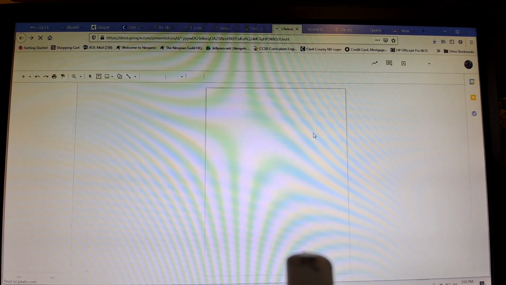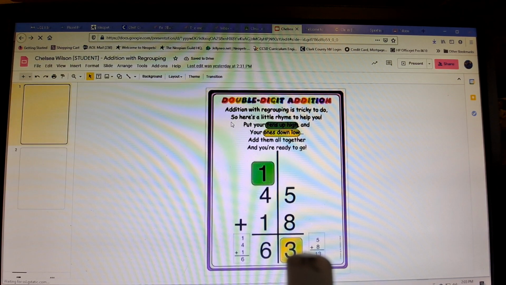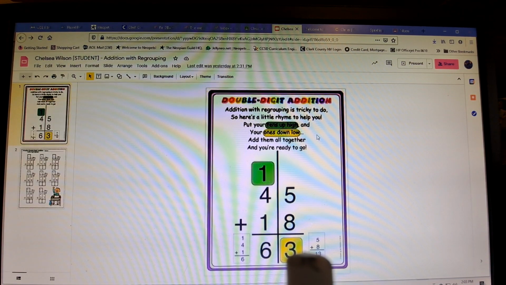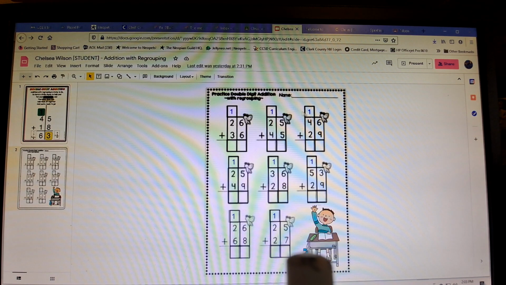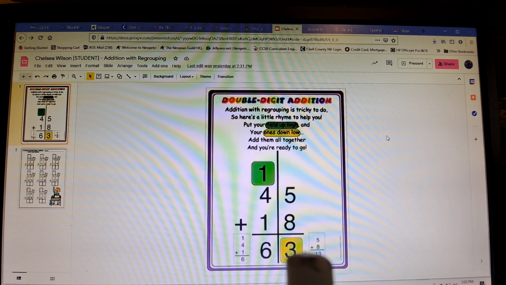Here it is. The addition with regrouping. Again, this is a little bit different. And there's another little rhyme. So I know I've used another poster, but here's another little one that shows us kind of what we're doing. When we add with regrouping, put your 10s up high and your 1s down low, and then add them all together and you're ready to go.